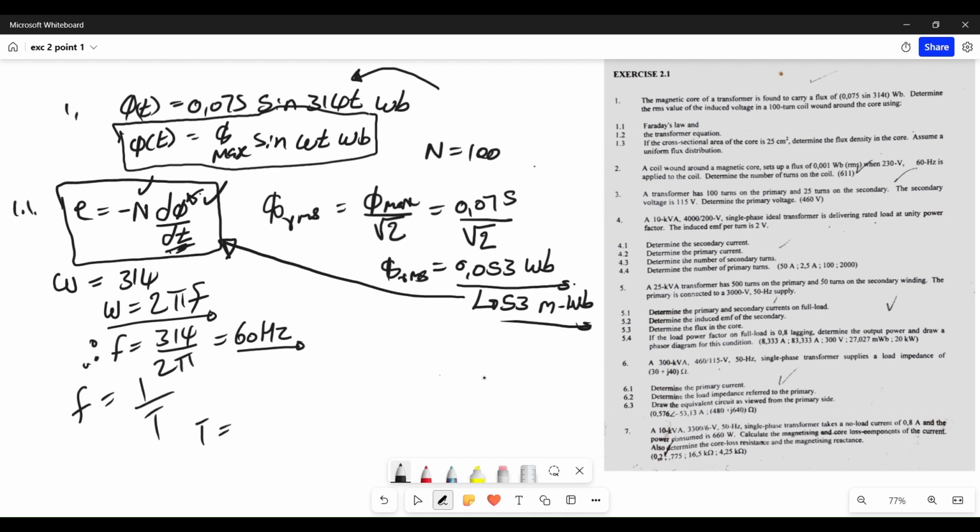So T is equal to 1 over f, which is equal to 1 over 60, which is equal to 0.02 seconds, which we can write as 20 milliseconds. Okay, 20 milliseconds. So what does this mean? This is the period of the signal of the flux when it is alternating, when it is changing, I can say, between maximum and minimum. This is the time that it will take.